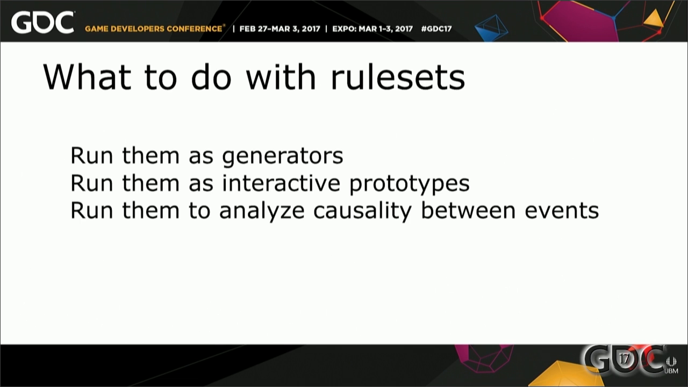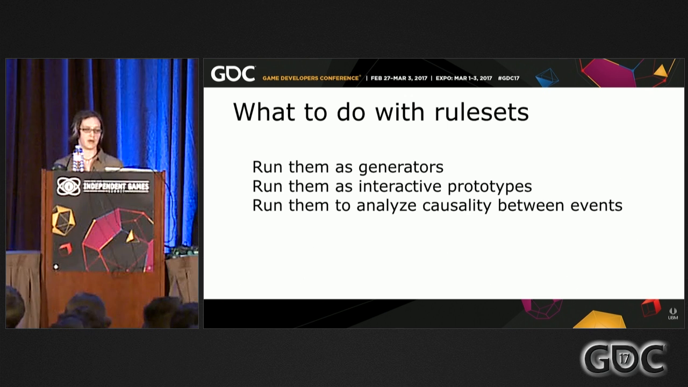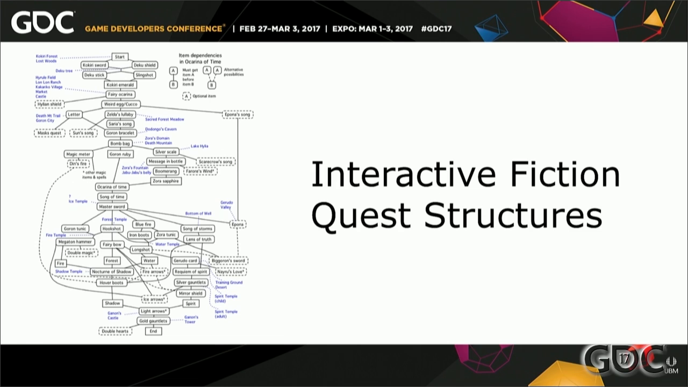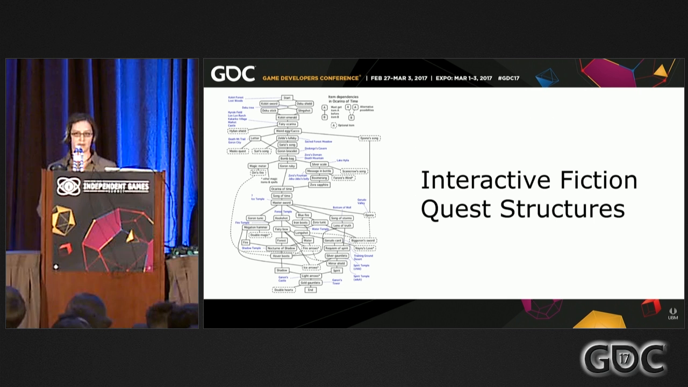You can take rule sets and you can either run them as generators, run them as interactive prototypes, or combine the two to switch between automated generation and interaction. Another thing that you can do is run them to analyze causality between events. In interactive fiction, we often have quest or progression structures that talk about which pieces you need to advance to certain puzzles, and then what that permits as an outcome that will allow you to advance to new puzzles. And there's a visualization component to Scepter that allows you to see the causal structure between events that happen in the world.